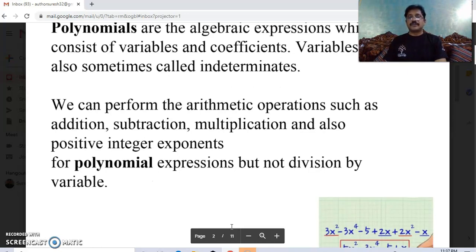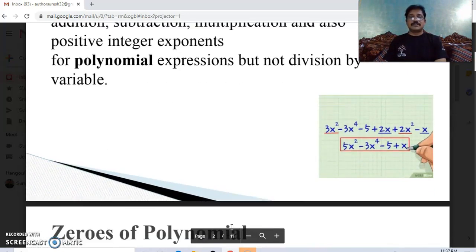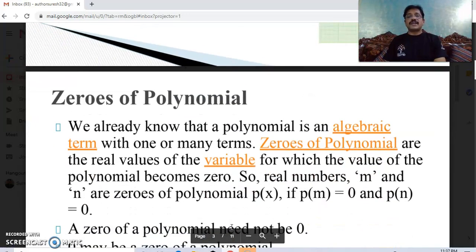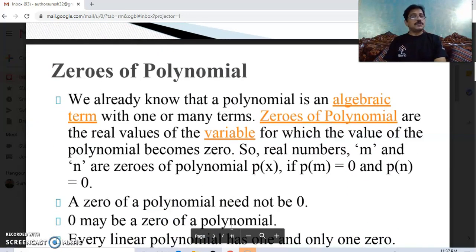Clear? Okay. So now coming to the concept, what is very, very important? We already know that a polynomial is an algebraic expression with one or many terms. The zeros of a polynomial are the real values of the variable for which the value of the polynomial becomes zero. When you substitute the value in place of the variable in that polynomial, if the polynomial value becomes zero, then that value is said to be a zero of the polynomial.